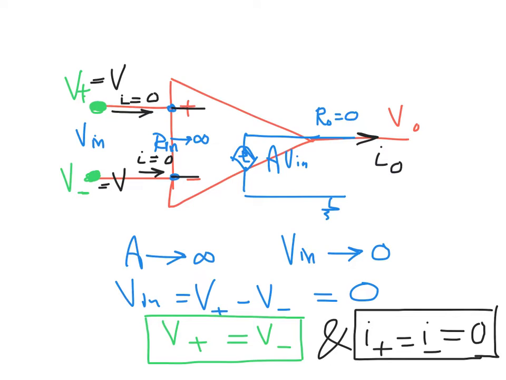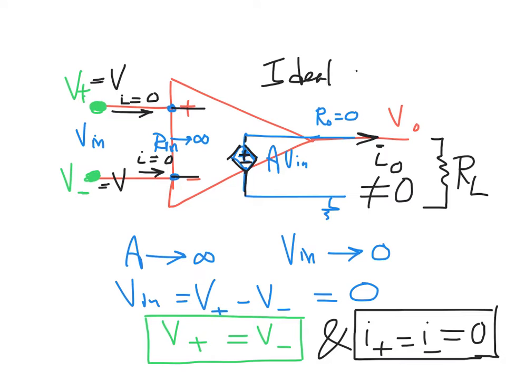Regarding the output current IO, here we have A times Vn equal to some specific value, so there is some voltage here. Depending on the value of the load connected to this op amp at the end, there will be some current IO, but generally don't forget it's not equal to 0, it's some value depending on the load here. And this is what's called the ideal model for the op amp.